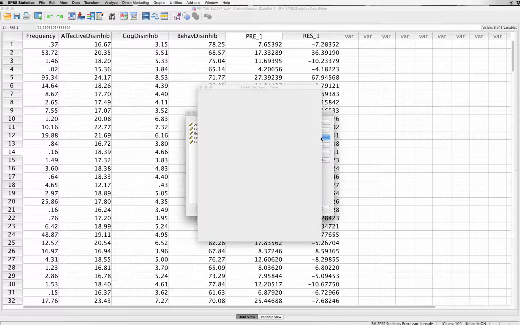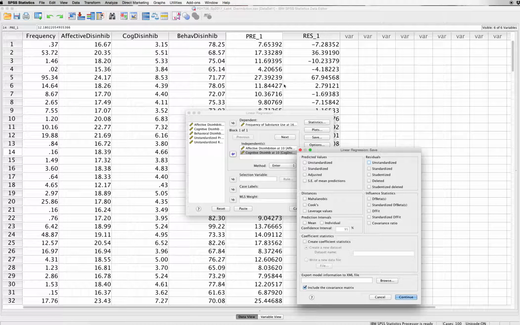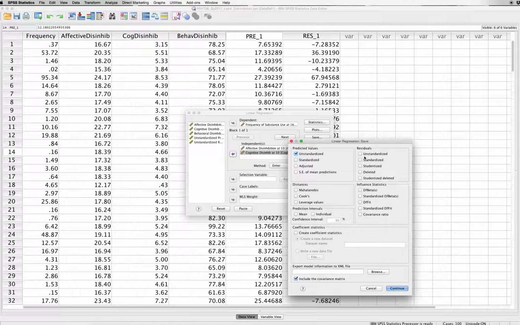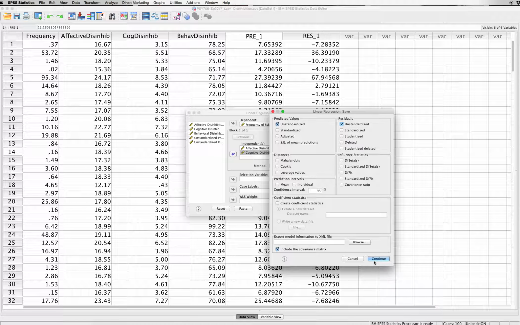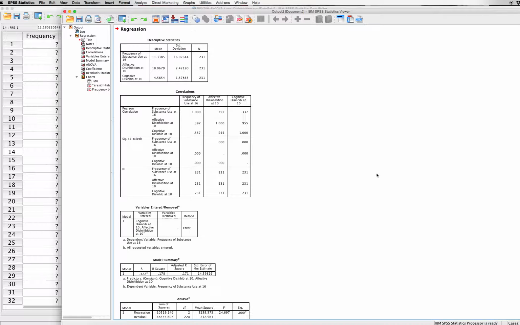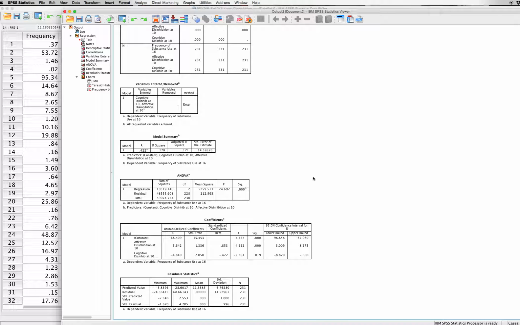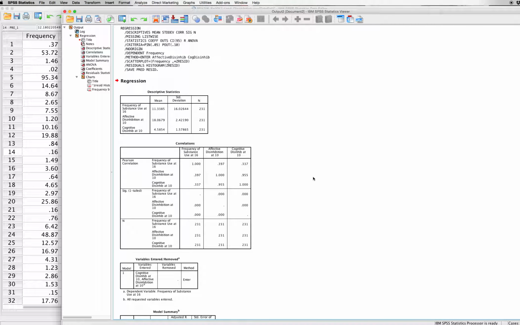I'm not going to save these values, but what this does is create additional ones. Since there are more variables in the model now, these will be different than what we had before. You can do that, but it's not necessary. And then we'll hit OK. This time around, it gave us the same kind of tables, but obviously with additional values in them.